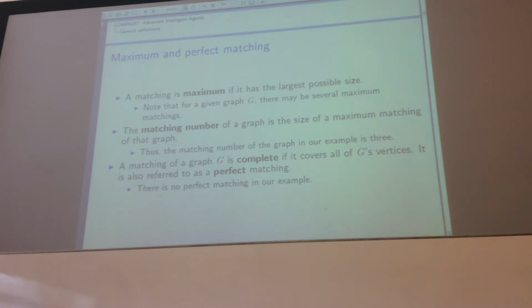And finally, we would say that a graph has a complete, or another term for the same thing, perfect matching, if this matching covers all the nodes, right? So in our example, for instance, we didn't have a perfect matching, right? The maximum matching had 3 edges, it covered 6 nodes, and we had 8 of them in the graph, right? So no perfect matching was possible.